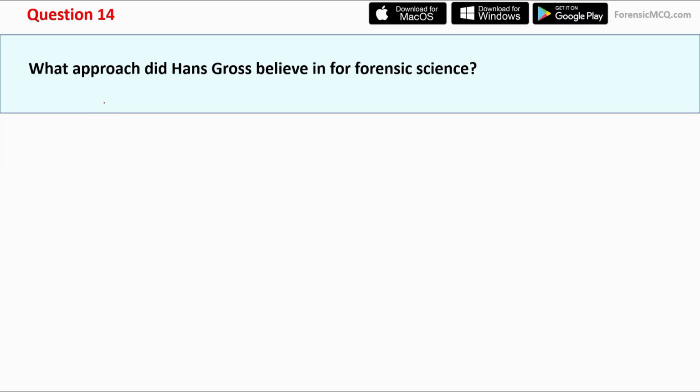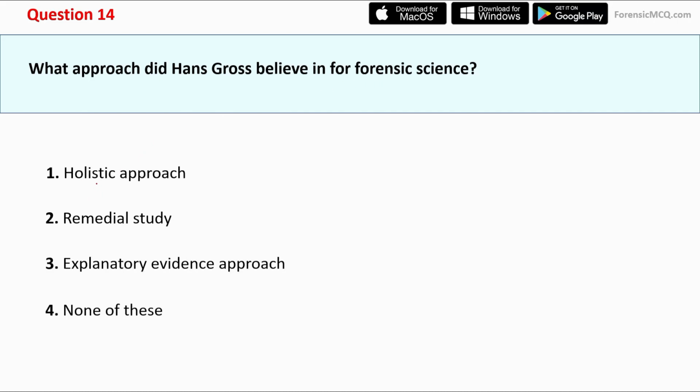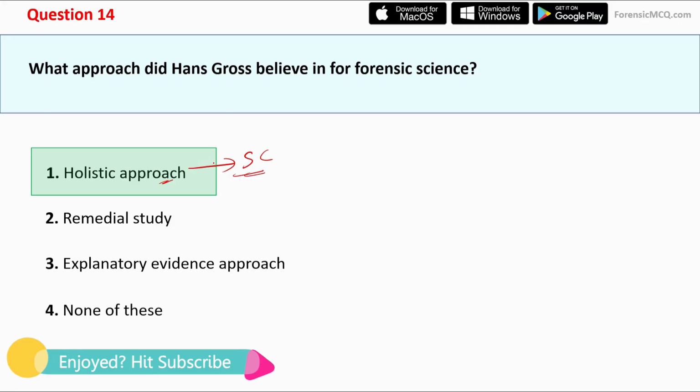Now let's move to question number 14. What approach did Hans Gross believe in forensic science? And these are the options. First is the holistic approach. Second is the remedial approach. Third is the explanatory evidence approach. And fourth is none of these. And for this, the correct answer is the holistic approach. So what is the holistic approach? Holistic approach means experts from diverse fields contribute to the analysis of solving a crime. For example, a chemist or a biologist or a DNA expert, they are all from diverse fields, or they are experts in their field, and they come together to solve the crime. And this is how Hans Gross viewed forensic science.